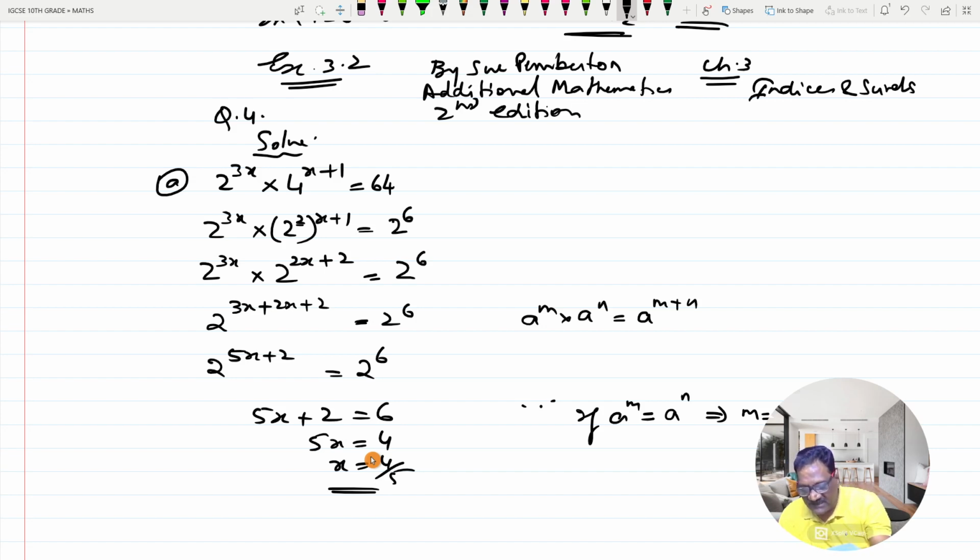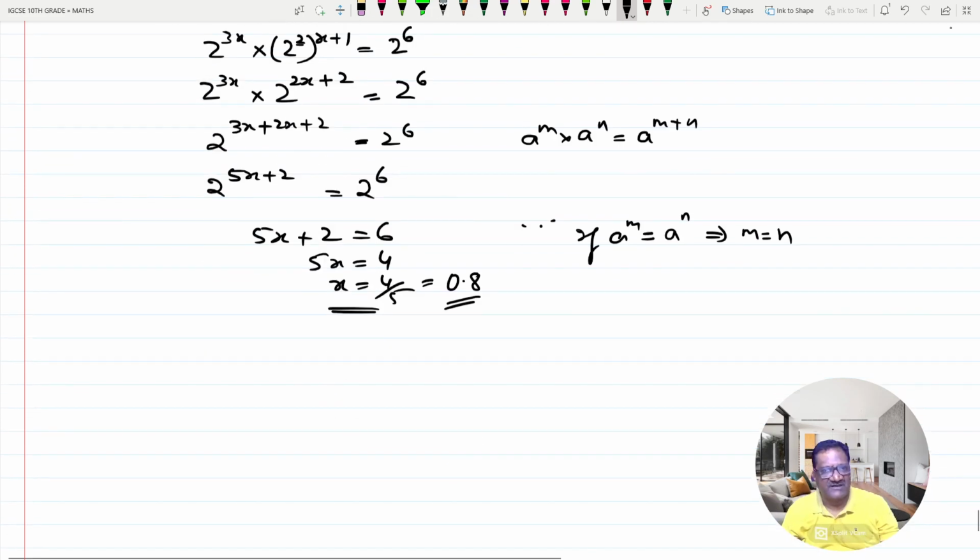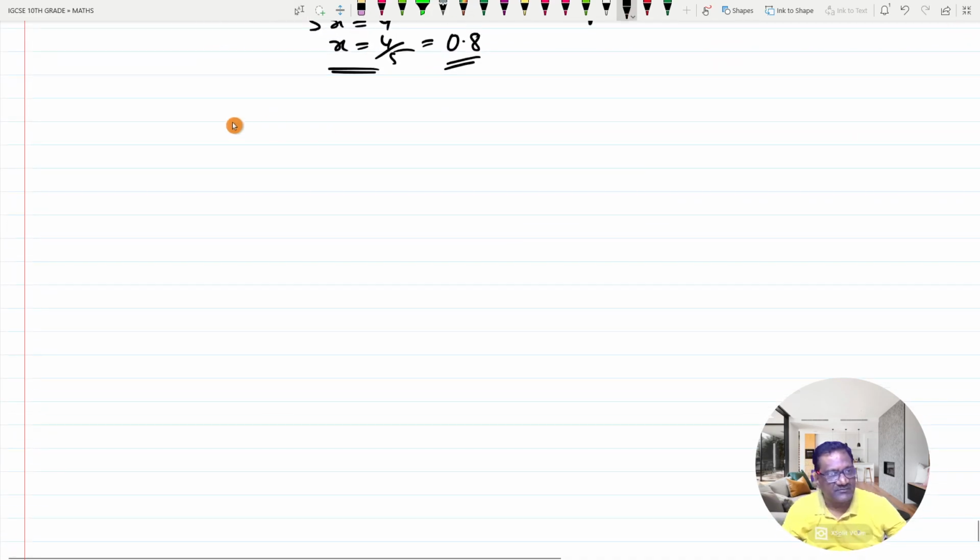And let me check behind the book. Behind the book, the answer is given as 0.8. Now I suppose this 4 upon 5 in decimal form should work out to 0.8. Let me check that as well. 4 divided by 5 is equal to, yes, that's correct, it is 0.8. So you can write either x equal to 4 upon 5, or you can write it as 0.8 in the decimal form. Both are correct. So that was question number 4, sub question A. Now let us move on to sub question B.